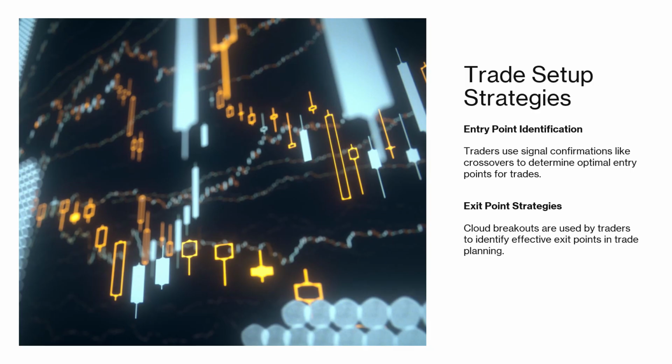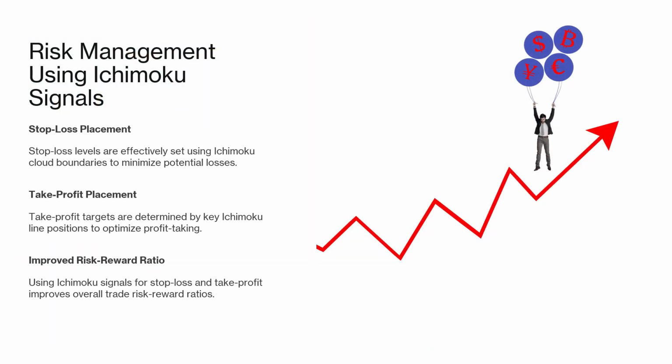Let's look at a few trade setup strategies and how we would enter a market or indeed exit. Traders use signal confirmations like crossovers to determine optimal entry points for trades, and cloud breakouts are used by traders to identify pretty effective exit points in trade planning. You can quite easily use this for risk management to place your stop levels beyond the cloud boundaries. You can use them to take profit, or indeed use them to improve your risk-reward ratio.